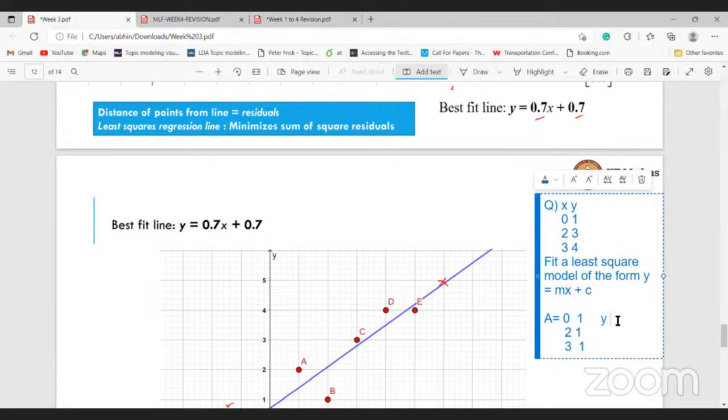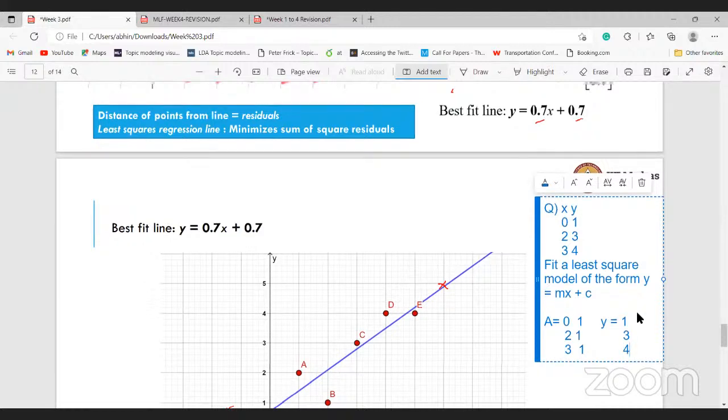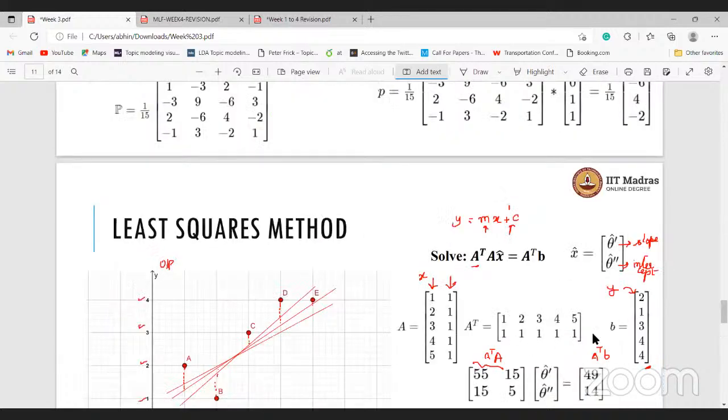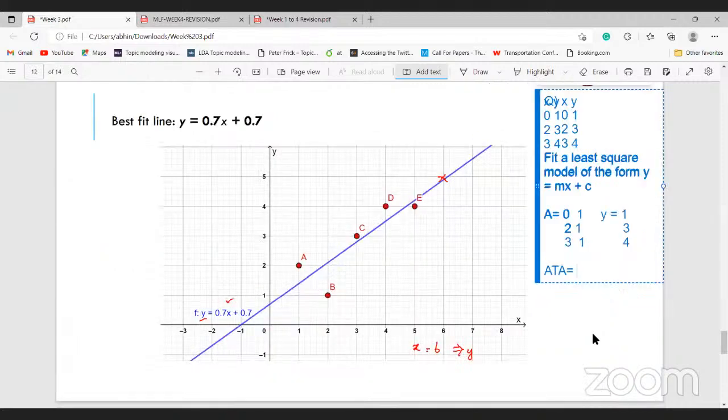Y will be equal to your target variables. So 1, 3, and 4. Now what is the next step? Find out A transpose A. So that will be equal to what?